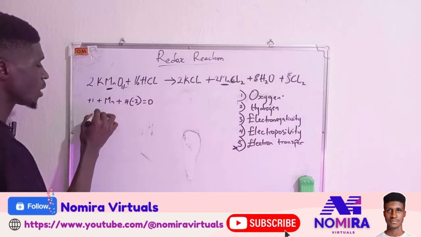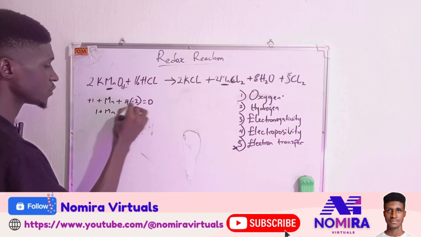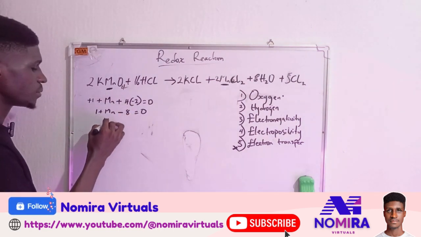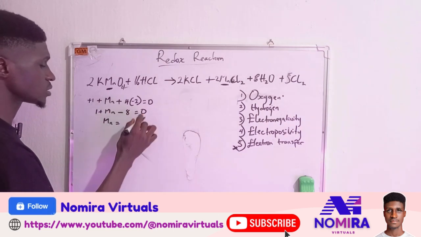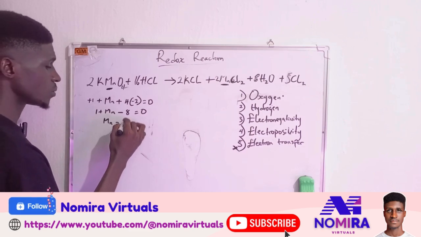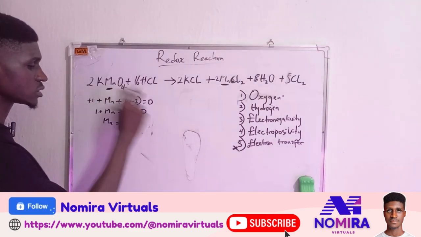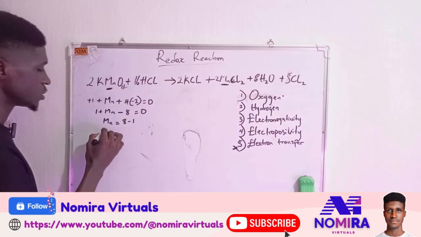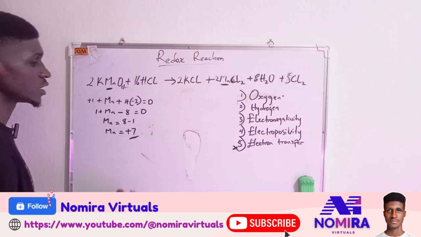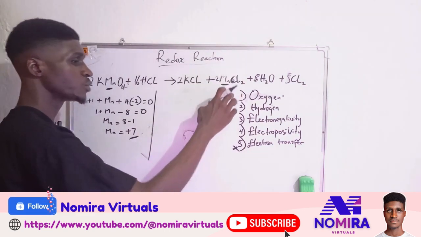So we have 1 plus Mn, plus 4 times -2, which is -8, equal to 0. So Mn equals, when -8 crosses over to the other side of the equality, it becomes +8. Then +1 crosses over and becomes -1. So the oxidation state of Mn will now be +7.